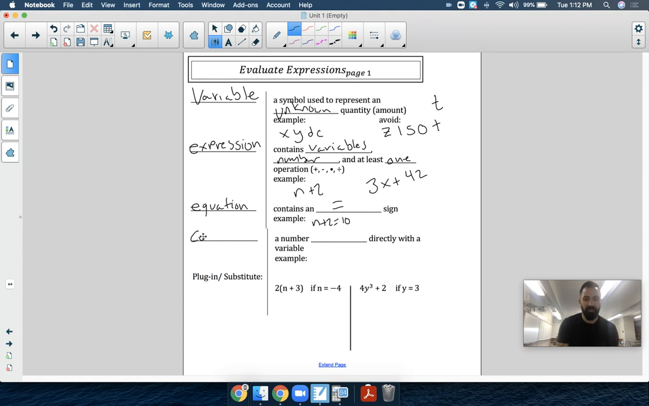And the last term we have is a coefficient. A coefficient is a number multiplied directly with a variable. So something like 3x plus 2 contains a coefficient. And in this case, the number 3, which is attached to the variable x, is your coefficient. Okay? Hopefully that makes sense.